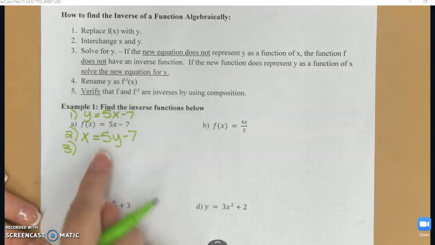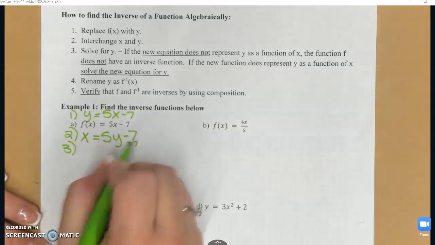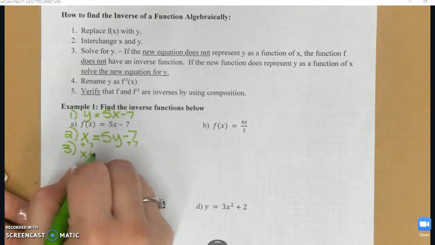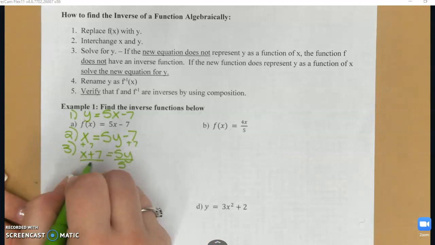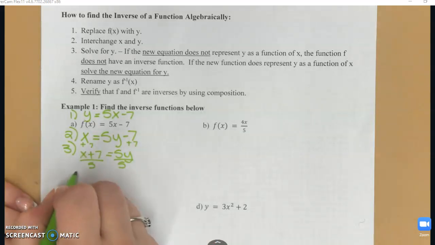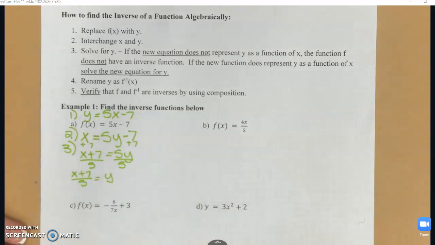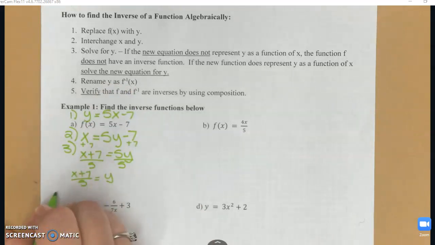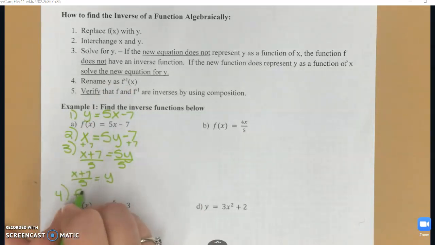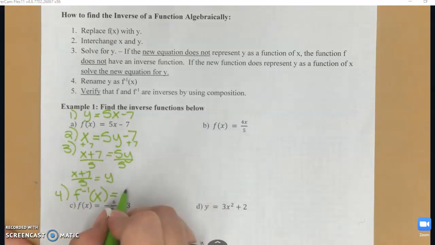Then on with step 3, I am just going to rearrange this equation to get y by itself once again. So the first thing I have to do is add the 7. So I have x plus 7 equals 5y. Then I have to divide everything by 5. And I get that x plus 7 over 5 equals y. So now I'm ready to put that back into function notation. And because this is the inverse, I'm going to say f to the negative 1 of x is equal to, and this is my function, x plus 7 divided by 5.